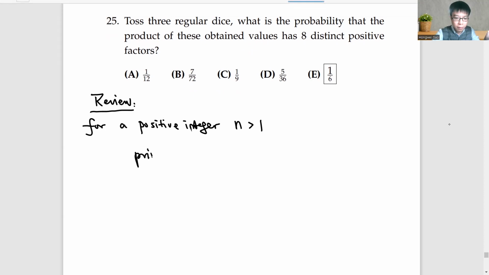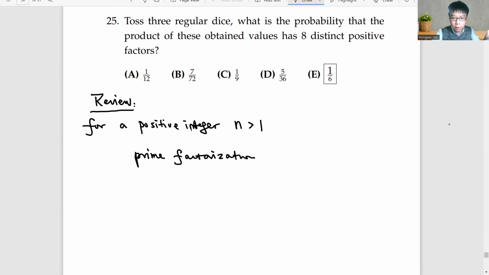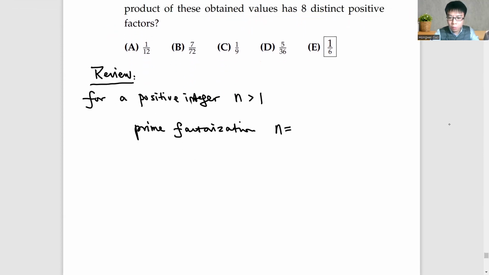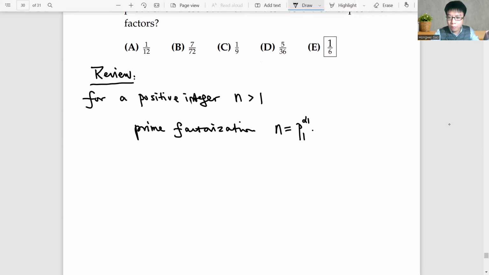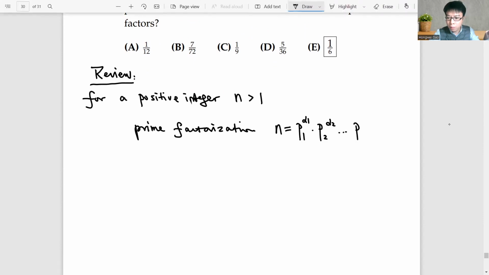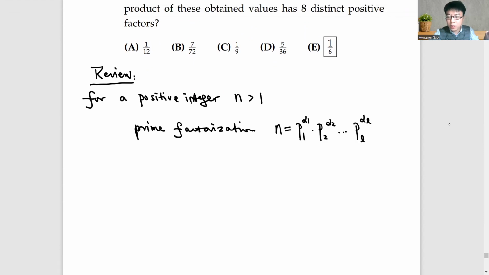Prime factorization. Say n is equal to some prime p1 to the power alpha 1, times p2 to the power alpha 2, up to pl to the power alpha l. That's the prime factorization. Now p1, p2, up to pl are different primes.